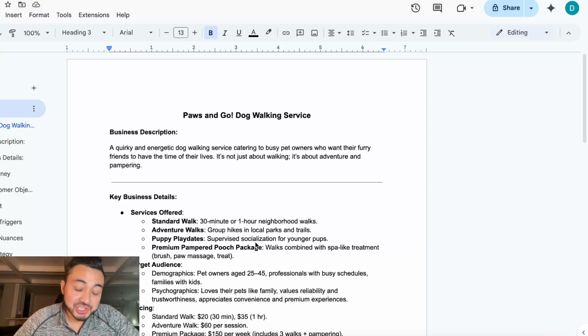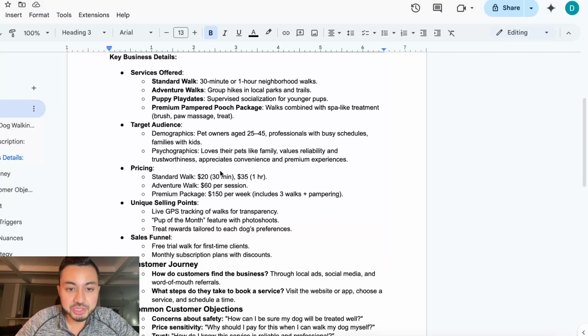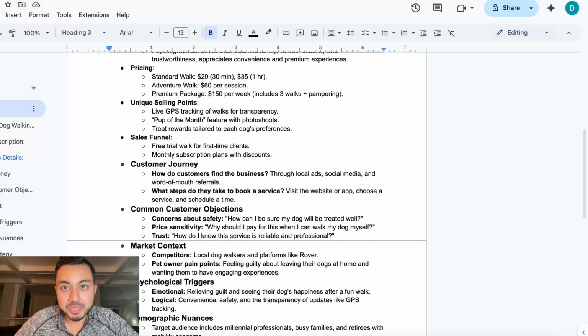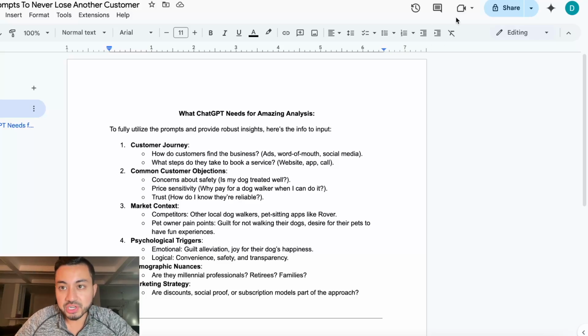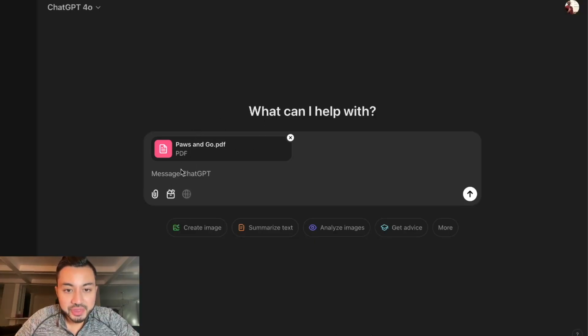So in this example, I actually had ChatGPT create a fake business for me. And so for these prompts, I'm going to pretend like I run a dog walking service called Pause and Go. And so what we do is we cater to busy pet owners who want their furry friends to have the time of their lives, not just walking, but about adventure, about pampering. And so you can see here, I'm giving ChatGPT the services that we offer, who my target audience is, the pricing of our packages, our USPs, the sales funnel, and then everything that I mentioned over here in terms of what we want to give ChatGPT, the customer journey, their common objections, the market context, psychological triggers, demographics, and the marketing strategy.